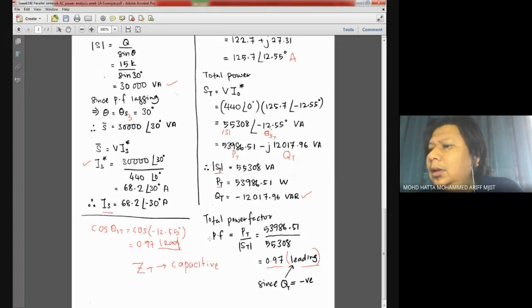Or the easiest way that we can determine the nature of our power factor is by looking at our reactive power. That's why I choose to use this option rather than using this one, because this is more transparent compared to what I have using cos theta S total.